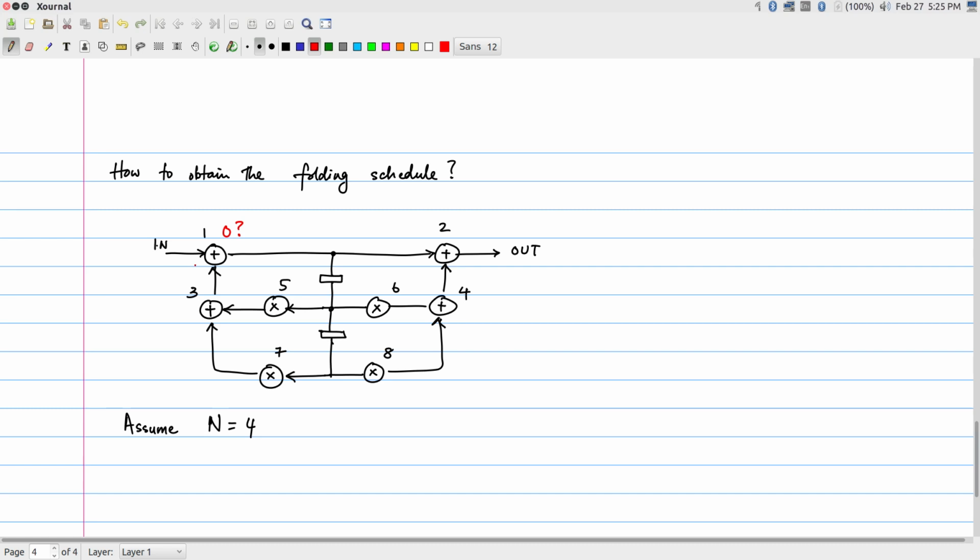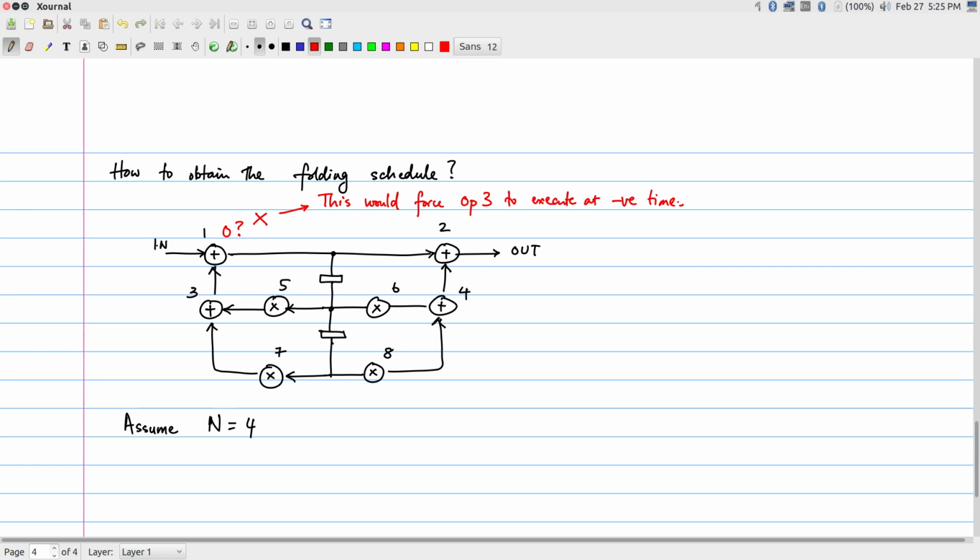Therefore, the only possible way that 1 could execute at time 0 is that 3 has a negative schedule instant, which is not possible. This would force operation 3 to execute at negative time. Okay, so clearly 0 is not possible.